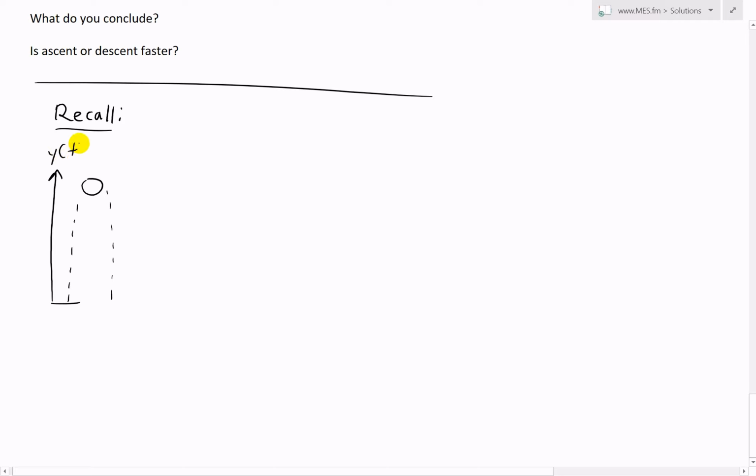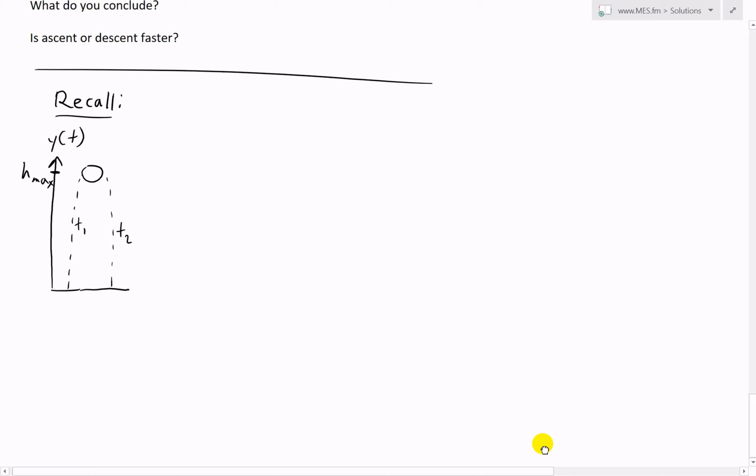So this is our y of t, and the time it takes to reach its maximum height, I'll call this h max, or y max. That's at this very top height, and the time it takes to reach it is t1, and the time it comes back down to the ground is t2.